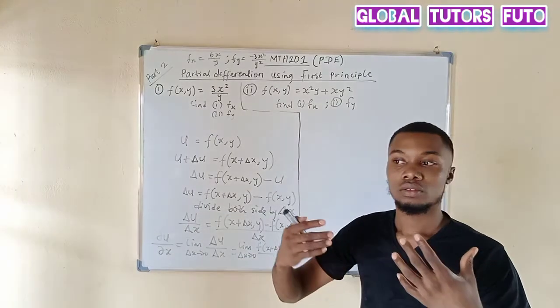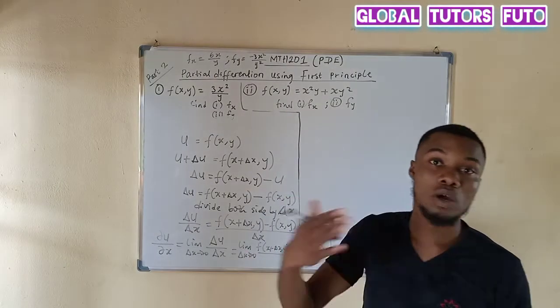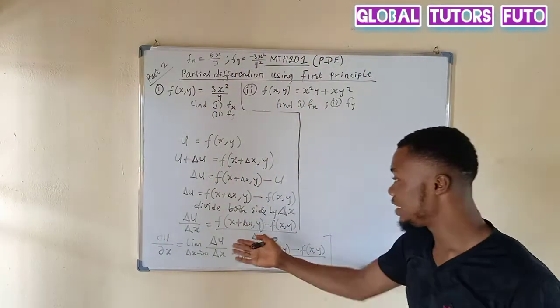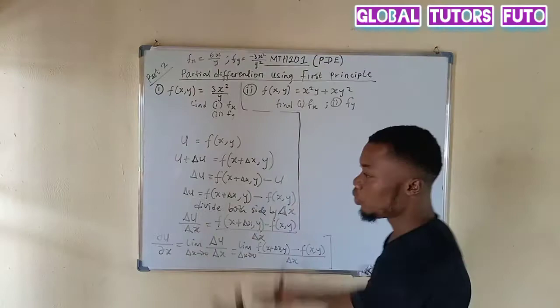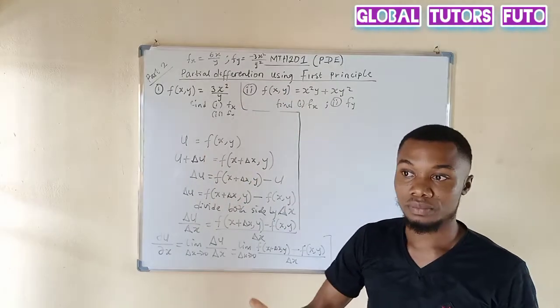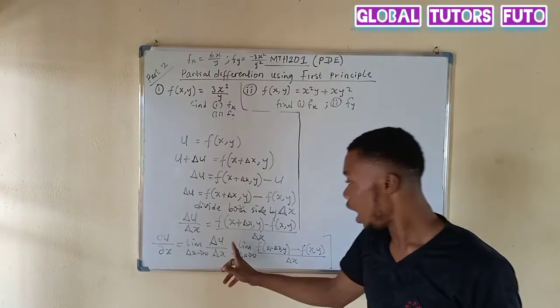So I can come to a conclusion that whenever I want to carry out first principle, I will apply this method rather than proving it all over again. So what I have to be doing is that once I am solving anything using first principle, I will just come to this.